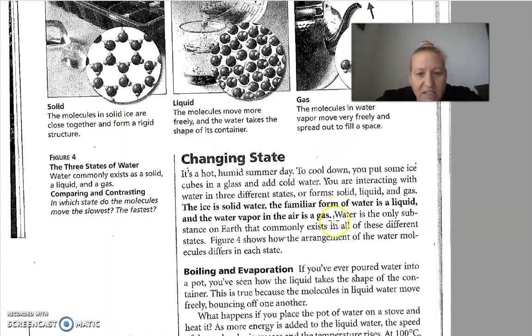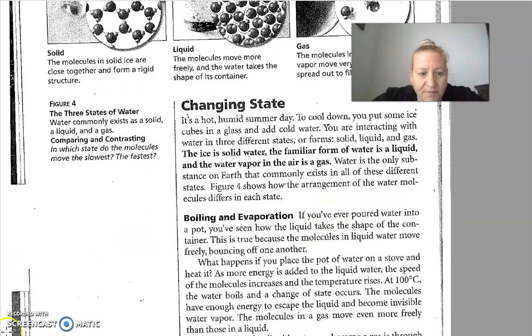All right, changing states. It's a hot, humid summer. To cool down, you put some ice cubes in a glass and add cold water. You are interacting with water in 3 different states or forms: solid, liquid, and gas. The ice is solid water. The familiar form of water is a liquid, and the water vapor in the air is gas. Water is the only substance on Earth that commonly exists in all these different states.